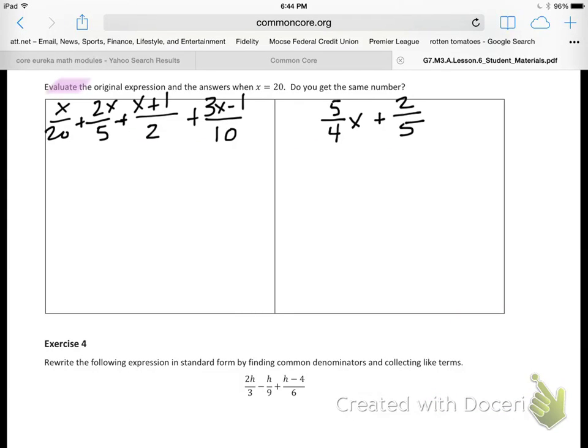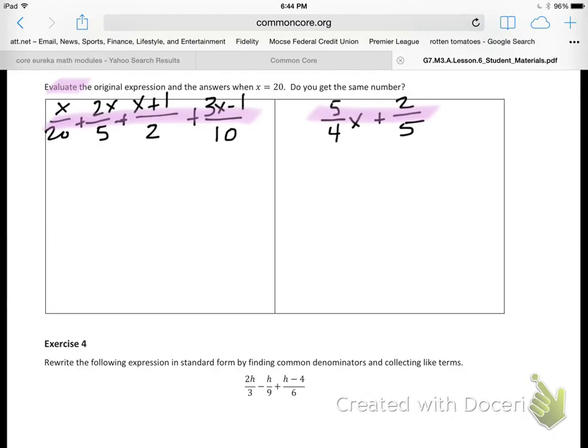So now to prove we are correct here, there will be times when you will be asked to evaluate the original expression and the answers when x equals 20. So this is what we came up with as our answer in standard form, 5/4 x plus 2/5. Now our original expression looked like this, a lot longer.